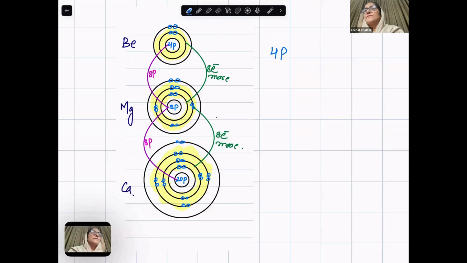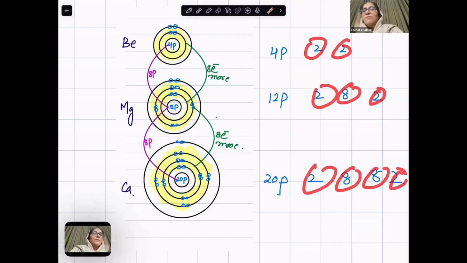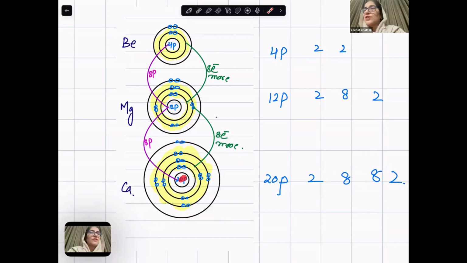If you look, 4 proton, 12 proton, and then 20 proton. Now, 2 and 2. This is 2, 8, 2. This is 2, 8, 8, 2. So what you can see? The number of shells is getting more, 3 shells and then 4 shells. The more the shells, the more is the distance of the valence electron from the nucleus.